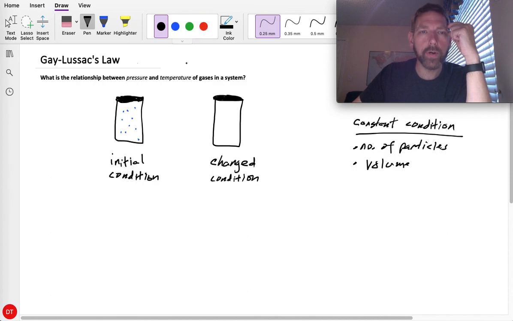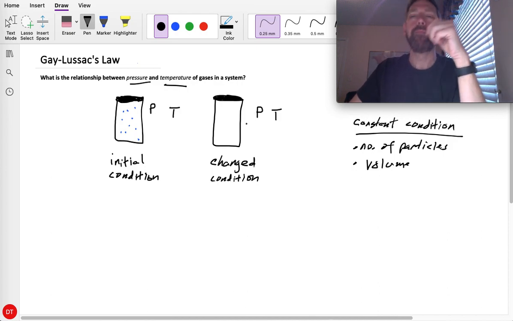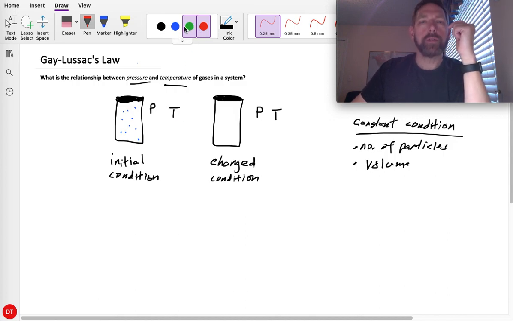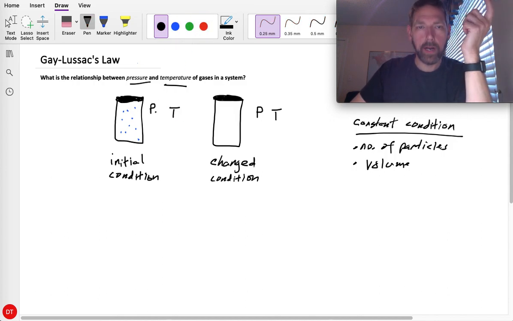Now let's think about this right here. We're looking at pressure and temperature. There's going to be a certain pressure here, and then there's going to be a certain pressure here, and then there will be some temperature, and then there will be some temperature. We already know that's going to be the case, so I'm just going to go ahead and put those variables down. We can already see that this is the initial condition, so we can label these P1, T1. We can label these P2, T2.